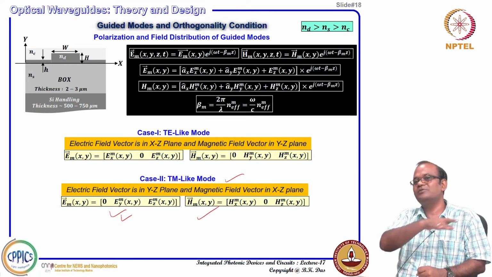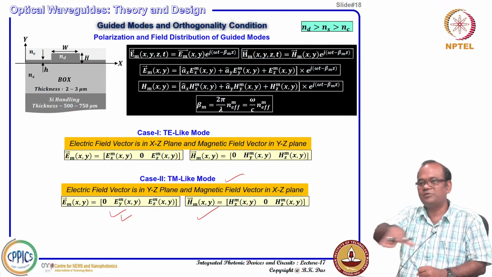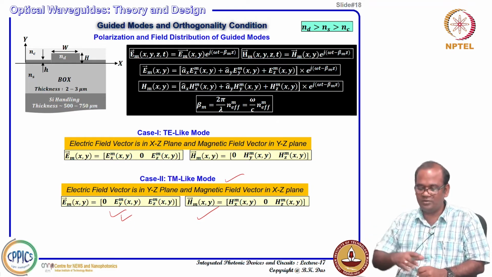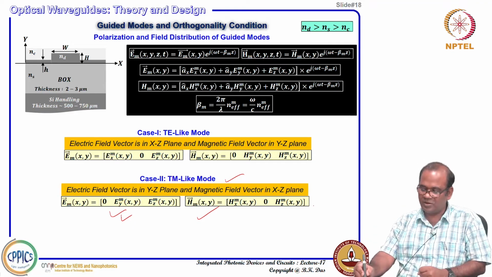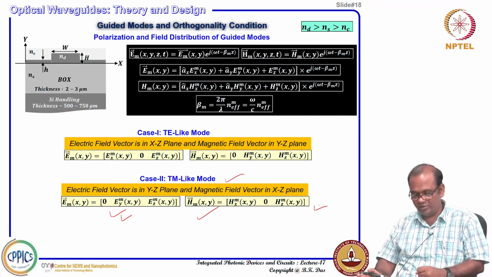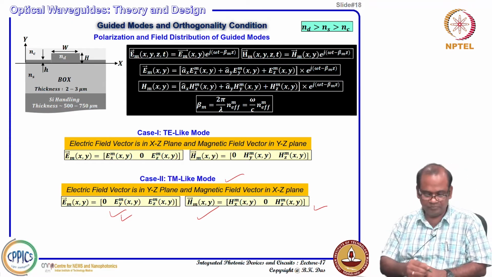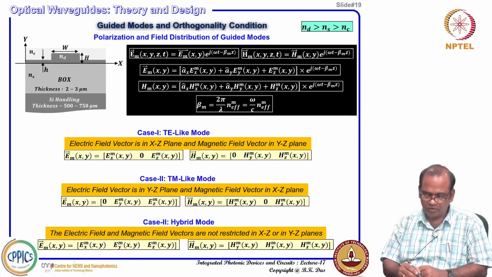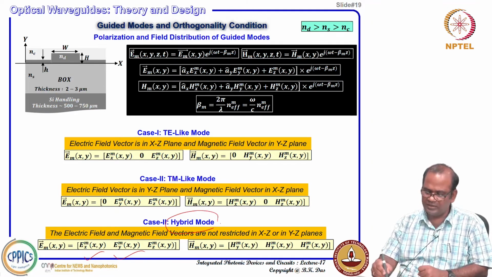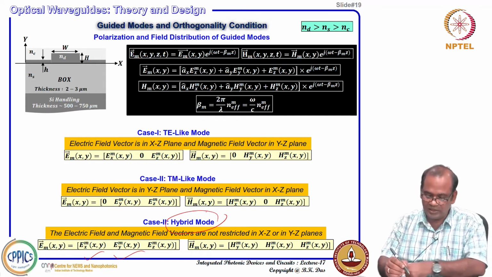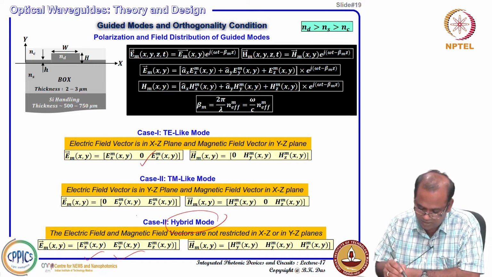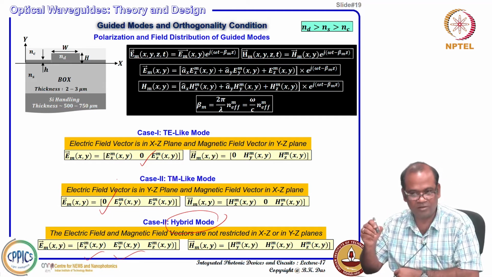Transverse electric means the electric field is in the plane of the waveguide, and transverse magnetic means the magnetic field is in the plane of the waveguide. So, that will be TM mode. And if all the components are there, for example like this, then we call that a hybrid mode. So, in this case your EY component is not there, in this case EX component is not there.